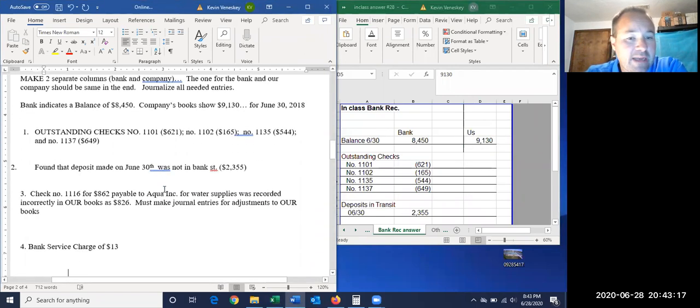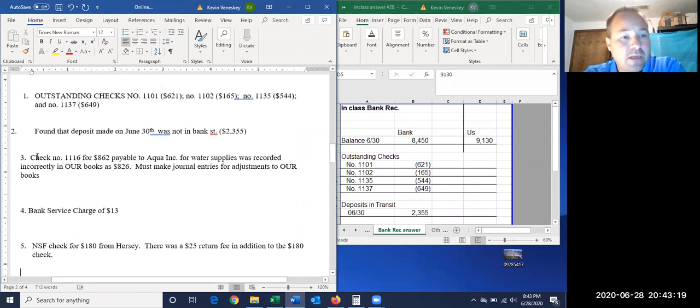So the next thing we find is an error. Number 3, we're looking at, and it's not an outstanding check because we know about it, the bank knows about it, it's just that the numbers don't match. We flipped the last 2. So the check was actually written for $862. That's what we actually wrote it for. That was the correct amount. But when we put it into our journal entry and then into our T account, we put it as $826.